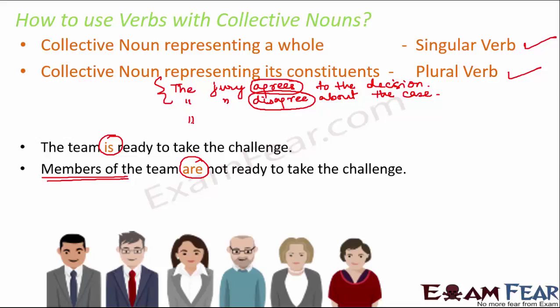Now, while I was talking about this jury thing, one more example could be the jury members agree to the decision. So, in this case, even though we are talking about agreement, we are precisely talking about the jury members. So we are not talking about the jury as a whole, we are talking about the individual members of the jury. That is why we have used a plural verb in this case. So there are a couple of things that you need to analyze. First, whether the collective noun is representing a whole or we are talking about the members of that collective noun. So depending on that, we will use a singular verb or a plural verb.